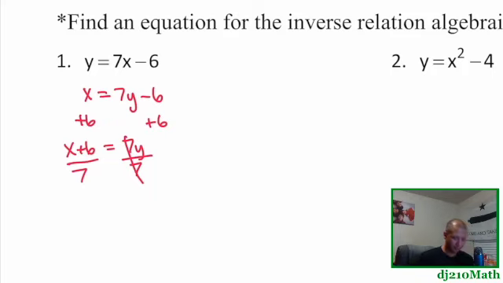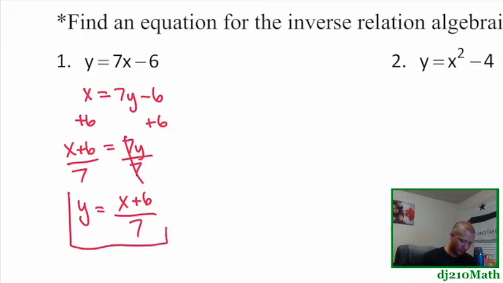So final answer, I'm going to rewrite it to where y is on the left. So y is equal to x plus 6 over 7. This is the inverse. X plus 6 over 7.